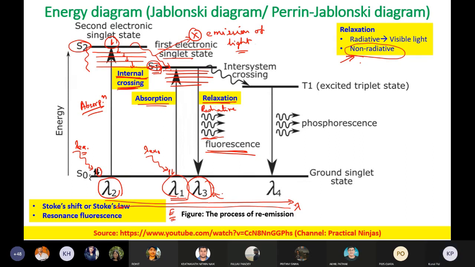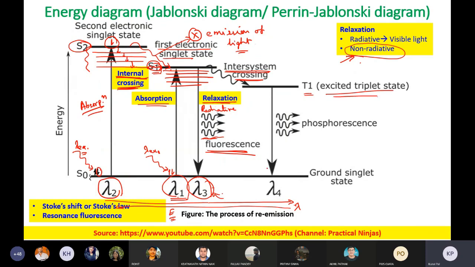Now, coming to the phosphorescence, what is happening over here? There is an inter-system crossing. Okay, there is an inter-system crossing. Now, after doing the inter-system crossing, it is coming to the T1 excited triplet state.